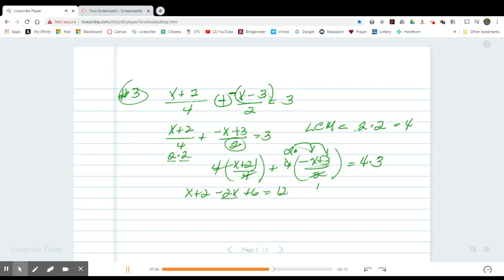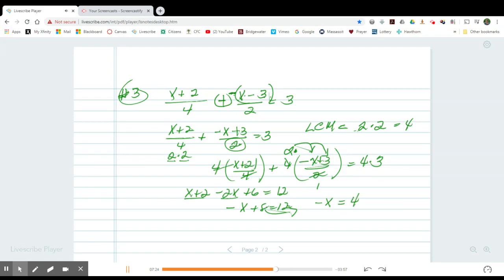All right, combining like terms, a positive x and a negative 2x is a negative x. 2 plus 6, well, that's 8, equal to 12. I'm going to subtract 8 on both sides. Negative x equals 12 minus 8, that would be 4.